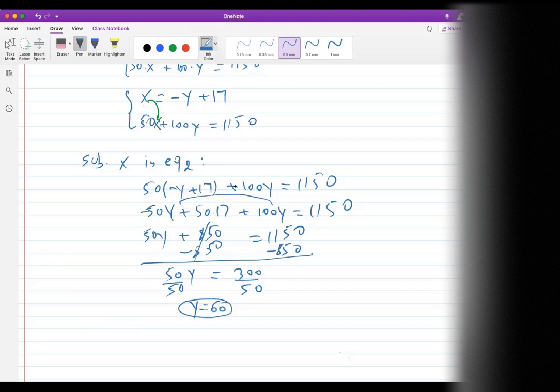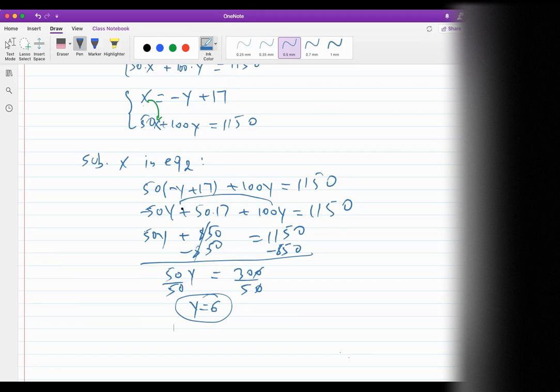Wait, why would it equal 60? Wouldn't it equal 6? Because it's 50. Oh, I'm sorry, yeah, that's 6. Cancel this and this. 300 divided by 50 is 6. That's right. So now we have the number of the first group of the tickets.